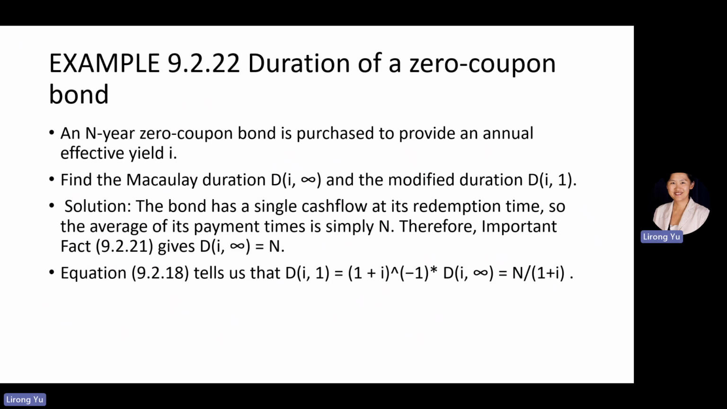All right, so for modified duration, we need to take the Macaulay duration divided by 1 plus i, because the Macaulay duration equals the modified duration times 1 plus i. So the modified duration equals the Macaulay duration divided by 1 plus i.